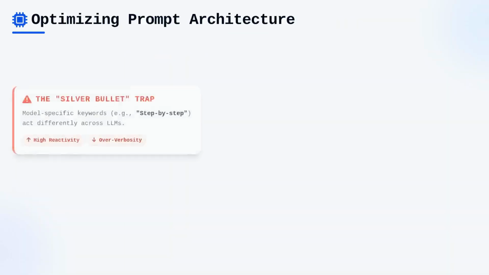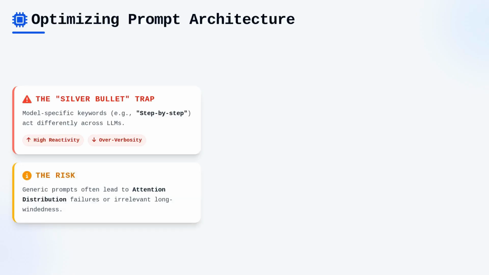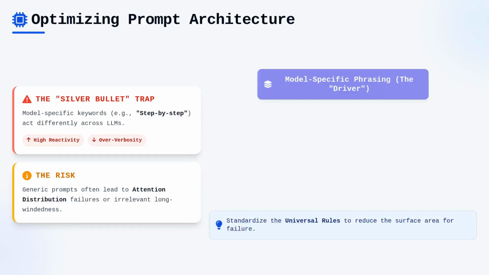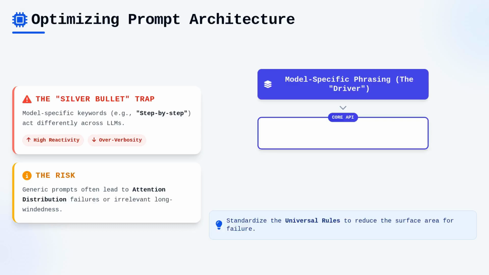Model-specific keywords frequently trip up developers who seek a silver bullet prompt. Some models are highly reactive to terms like step-by-step or think logically, while others may interpret such instructions as a mandate for long-windedness that interferes with the core task. I recommend maintaining a library of fundamental constraints, the universal rules that you expect all models to adhere to, and then wrapping those in a thin layer of model-specific phrasing. Think of this as the difference between a high-level API and the implementation details for specific drivers.